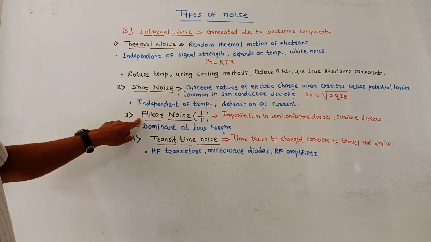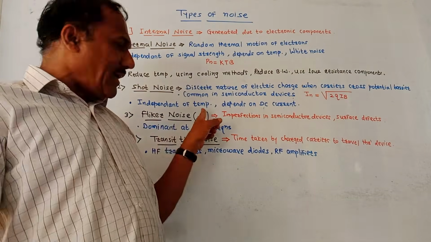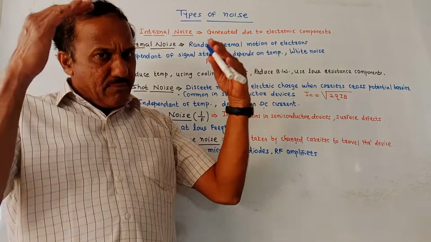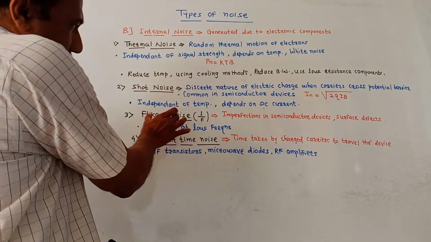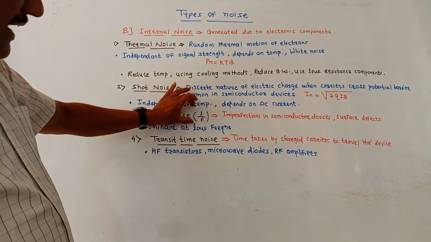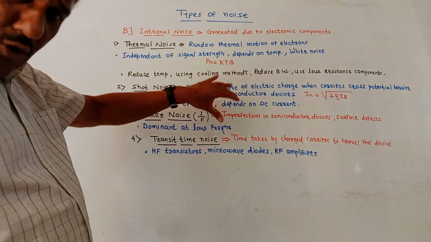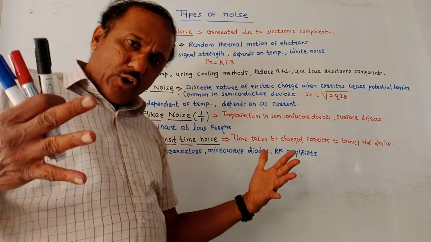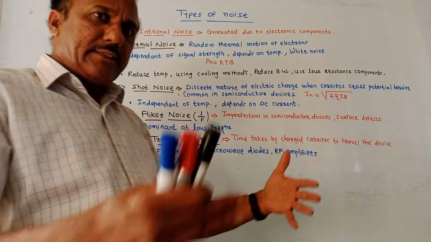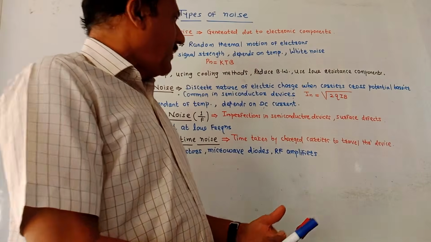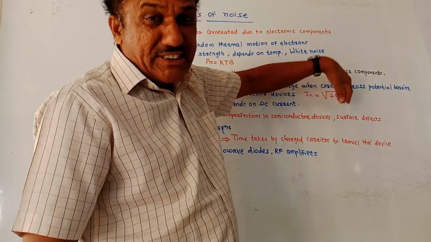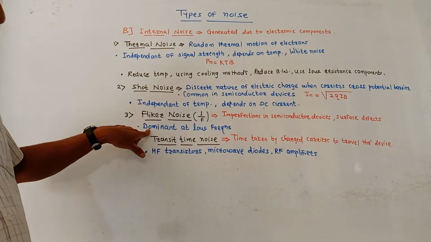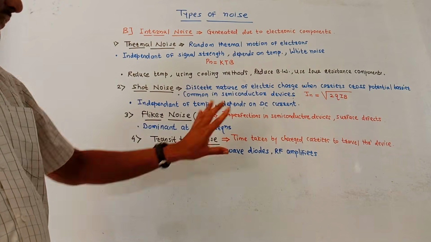Next type of noise is flicker noise. It is also called 1 by F noise. F is the operating frequency. This is because if the frequency is increased, then this type of noise is reduced. So it is 1 by F noise. This noise gets added to the signal mainly because of imperfections in the semiconductor material, or certain surface defects in that material, because of which this type of noise is produced. This noise is dominant at the lower frequencies.